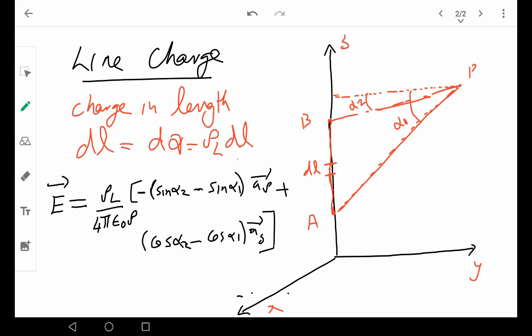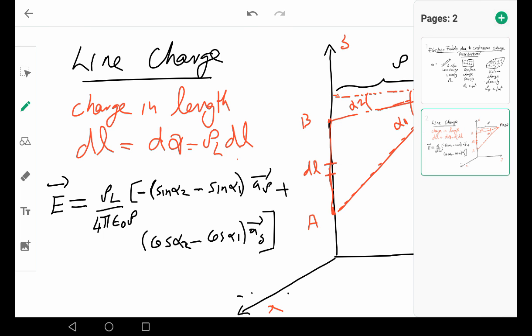This is the length rho. The length from here to here is rho. This is the point P, which you can take as the point x, y, z, whatever it is. So that is how you get the electric field due to this particular line charge extending from point A to point B.